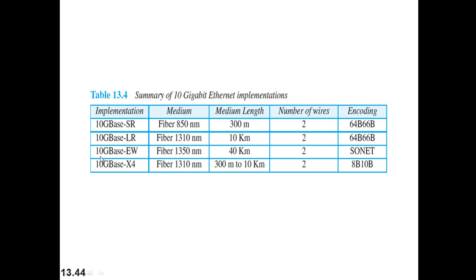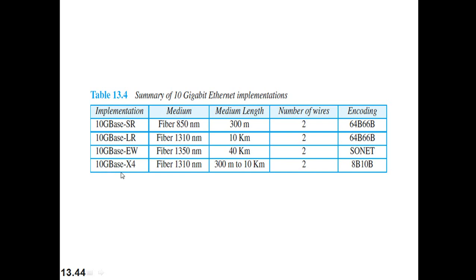The third implementation is 10GBASE-EW. Here we are using a medium of 1350 nanometers, an optical cable. The length of the cable here is 40 kilometers. The number of wires is 2, and we are using it in SONET.